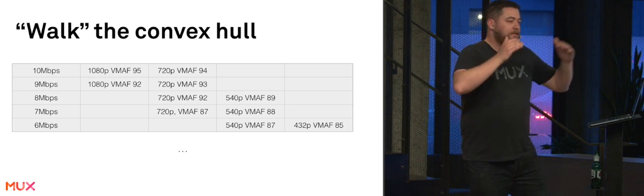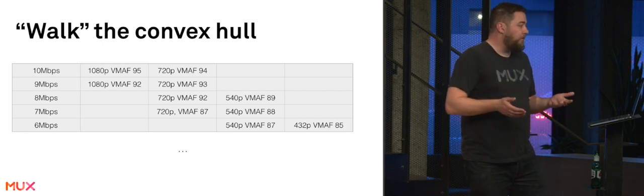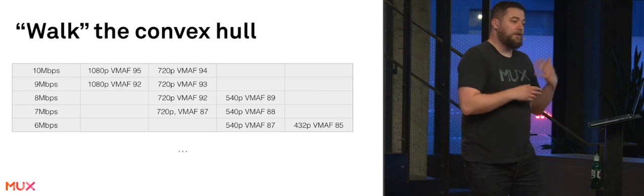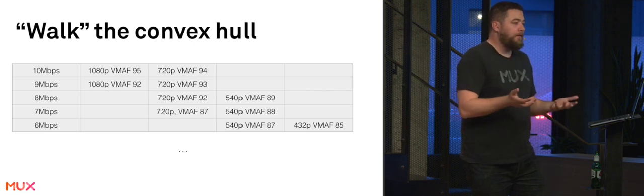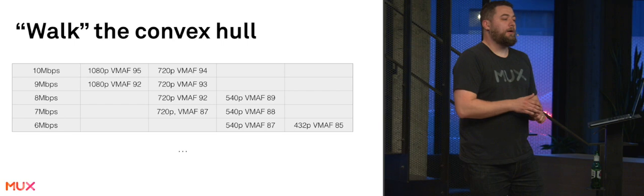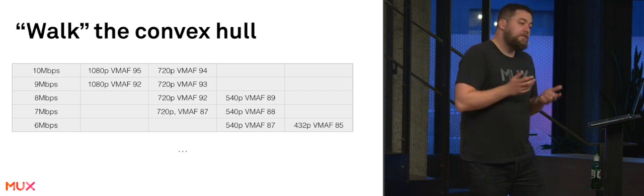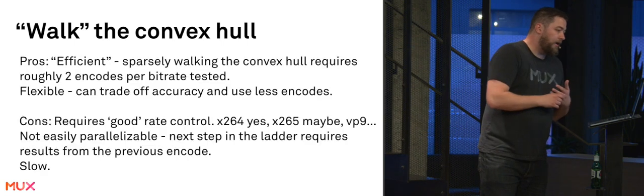I start at 10 megabits, and I'm comparing 1080p to 720p. 1080p wins. I step down to 9 megabits, I compare 1080p to 720p. 720p wins, and I step down, and now I'm comparing 720p to 540p. This kind of works, and it's efficient.